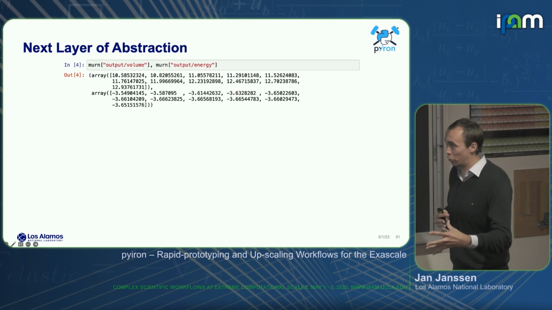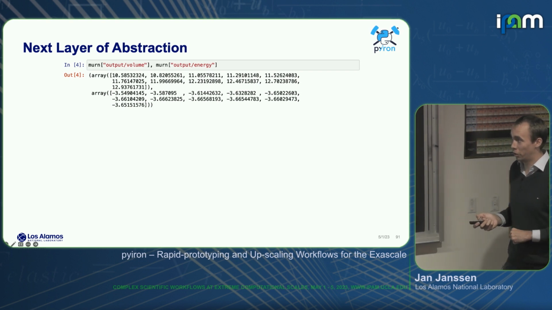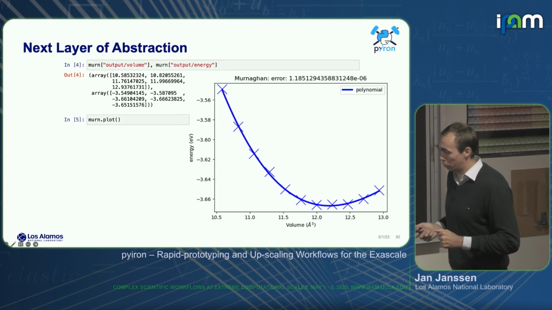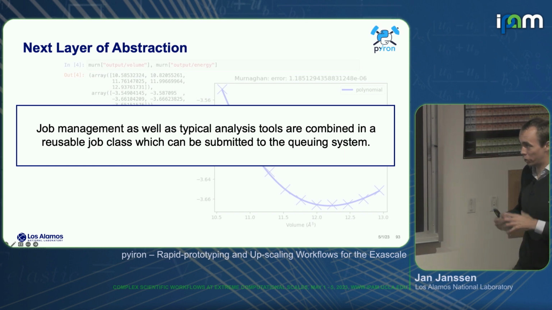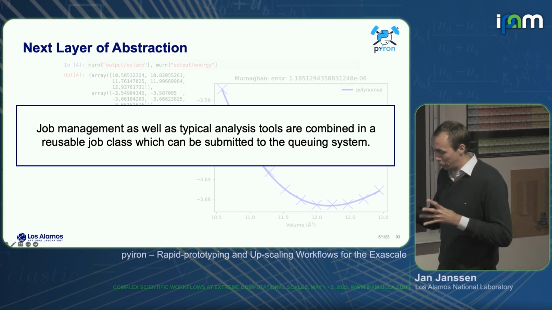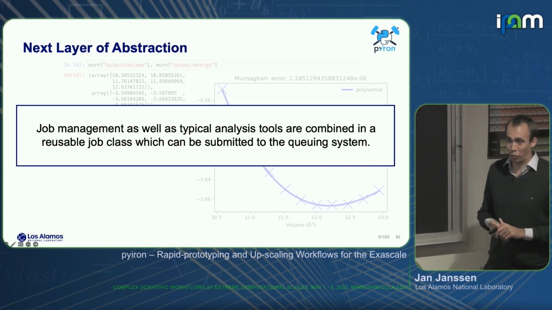Also, the Murnaghan objects already provide certain predefined parts which are typically used. So in this case, getting the volume and energy. And there's a built-in plot functionality. And we thought, okay, that's a very nice way, right? So it's handling the job management. It makes it much easier. We already have this predefined functionality. So that should be very helpful for our users.